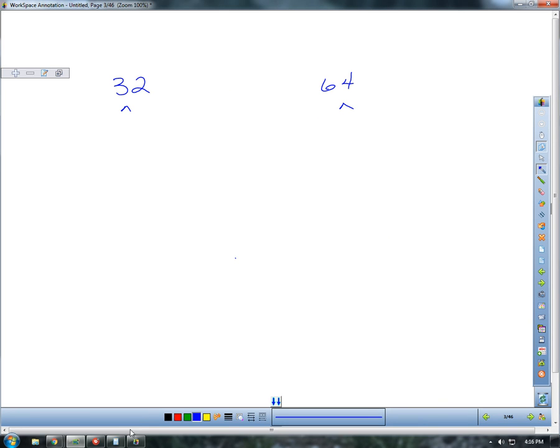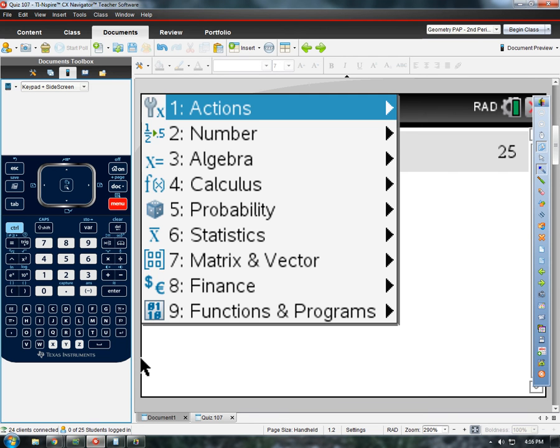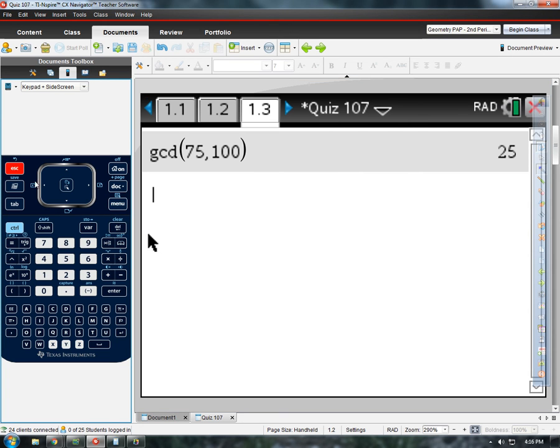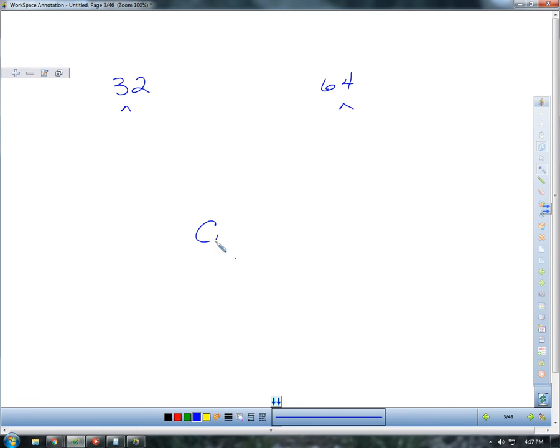Okay, I gave you another example in class, 32 and 64. So if I do that, follow the same thing, and actually I'm going to show you another trick. You can even type in GCD, and then you want to do 32 and 64. That's going to give you 32. So GCF is 32.